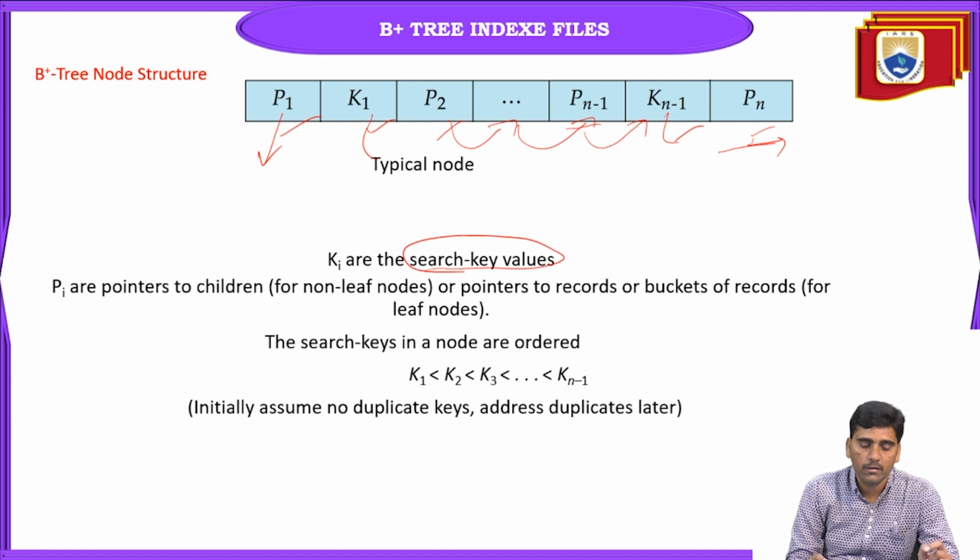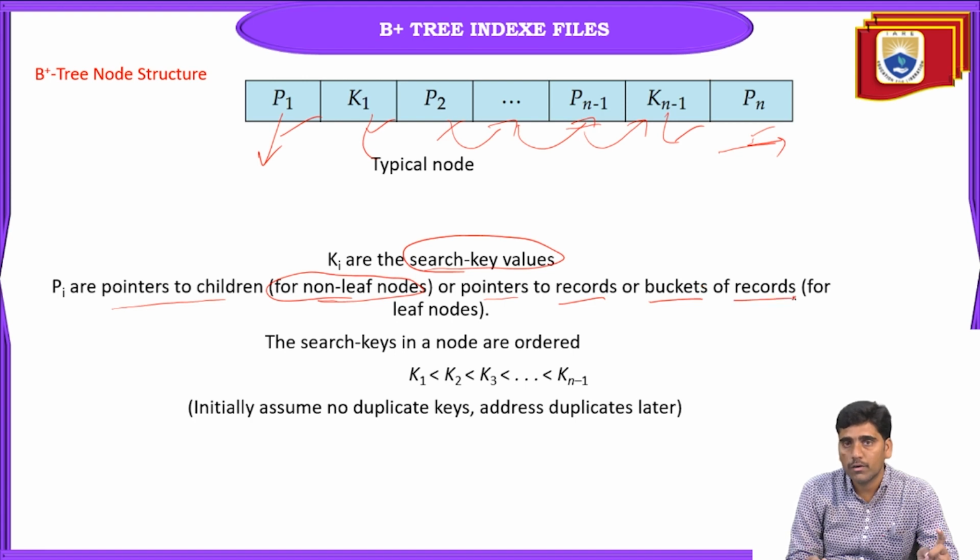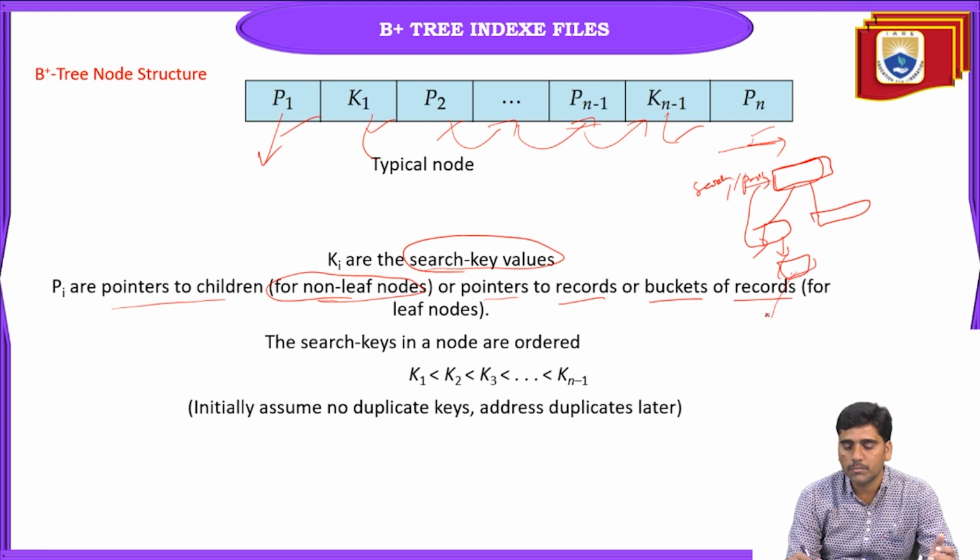Primary index pointer. So here the pointers to the children, if non-leaf nodes, are pointers to records or buckets of records. For all the leaf nodes, if any root node has children, then here the search key is presented and here the pointer is presented. So the pointer points to the next leaf node, then the leaf node points to the next search key. So the next search key points to the next pointer.